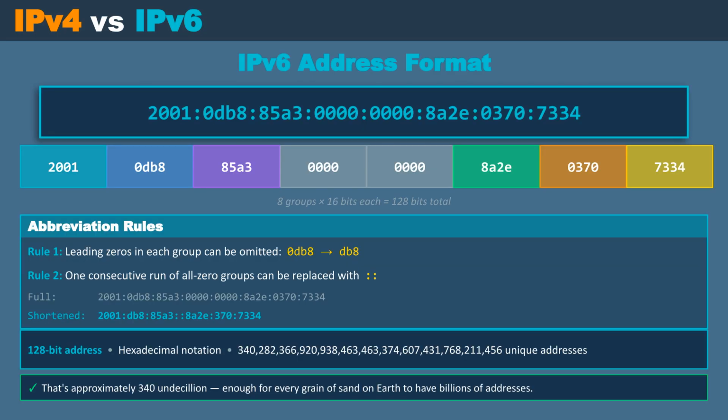IPv6 addresses are 128 bits total, structured as 8 16-bit groups in hexadecimal colon notation. There are abbreviation rules to simplify IPv6 addresses. For example, leading zeros in a group can be omitted, and one consecutive run of all zero groups can be replaced with a double colon. IPv6 offers 340 undecillion addresses, making it virtually inexhaustible.